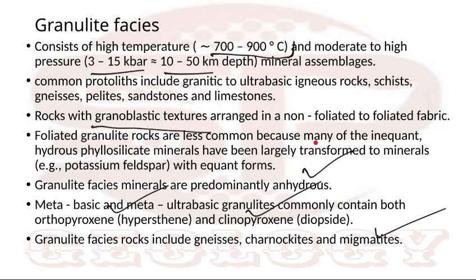Granuloblastic texture, non-foliated to foliated fabric. Gneiss also develops here. Gneiss is the characteristic structure of granulite facies. In case of granulite facies, gneiss will be formed. So you have known the older greenstone granulite belts, where schist and gneiss are there. In case of granulite, gneiss will be formed. In case of greenschist, schist will be formed.